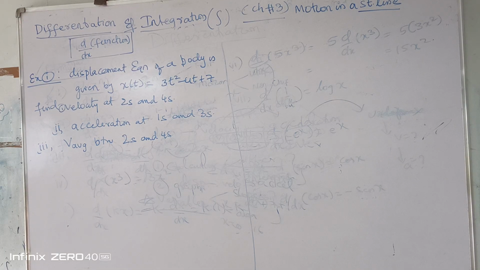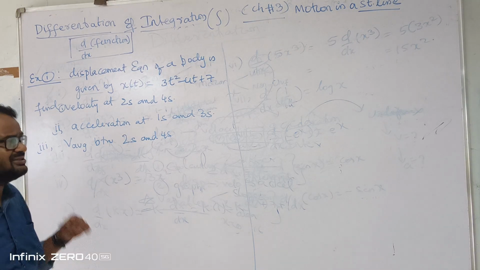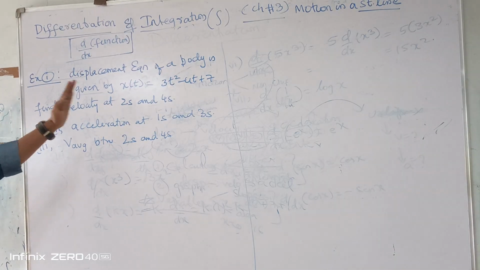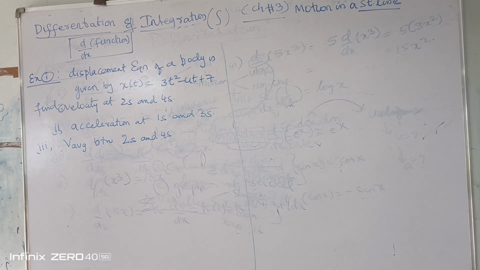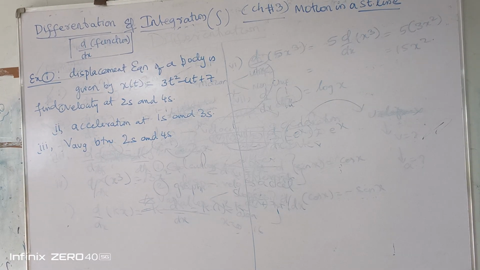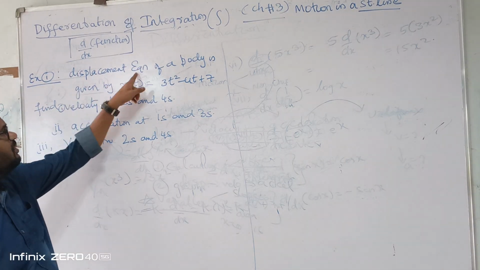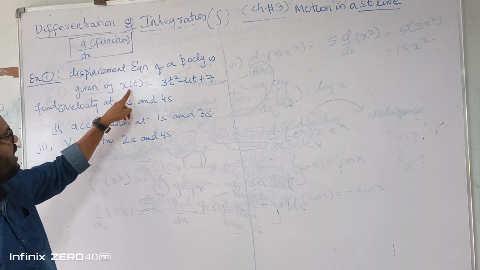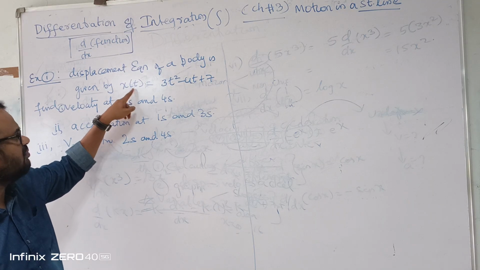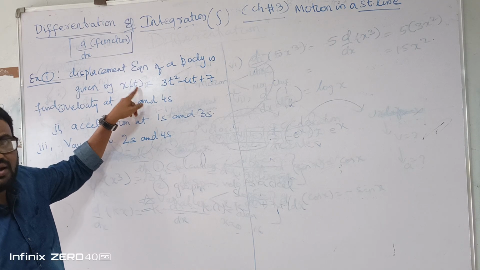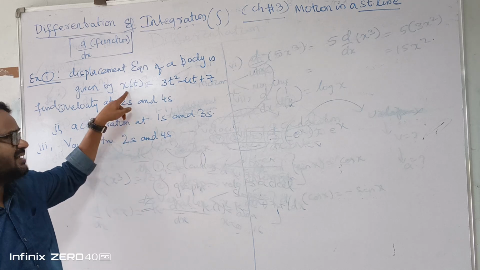So I just want to make you understand the same concept with an example again. Example means some kind of a problem, how we get a question based on the things you have learned so far. You will be given a displacement equation like this. The displacement equation of a body is given by x of t, x as a function of time. If you are writing x of t, the body is changing its position along the x axis.